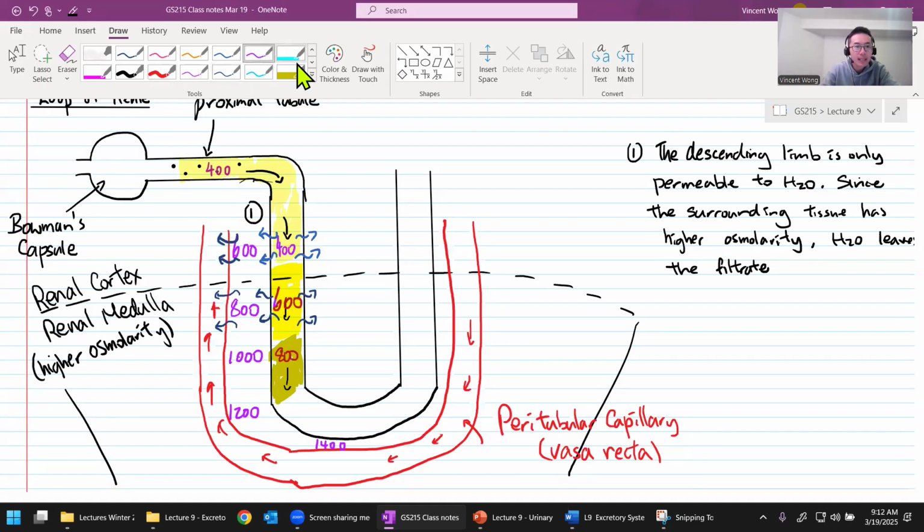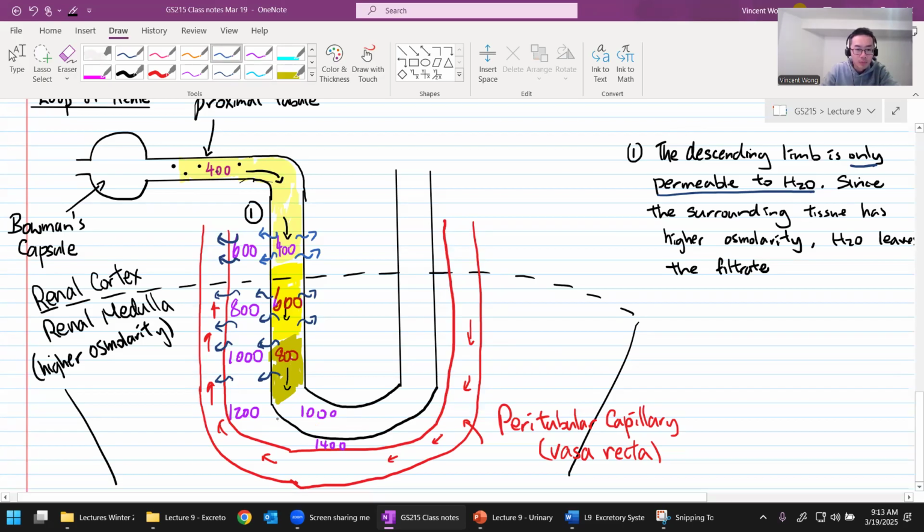The surrounding is higher now. So comparing 800 to 1000, water will still go out. And remember, the sodium is not going anywhere because the descending limb is only permeable to water. Only permeable to water. And then so on and so forth. Okay, 1000 perhaps.